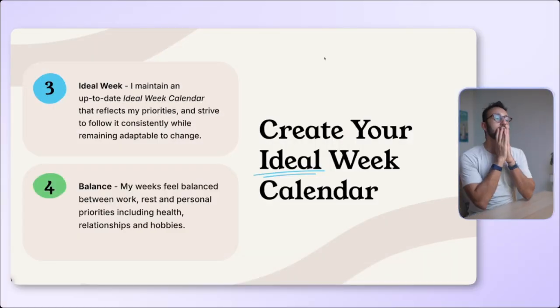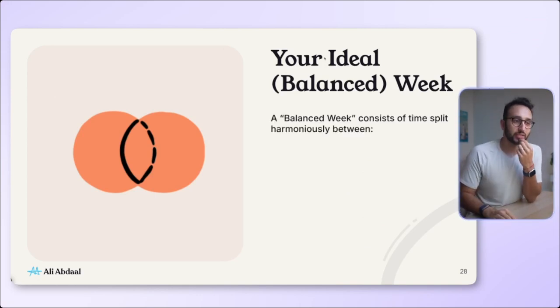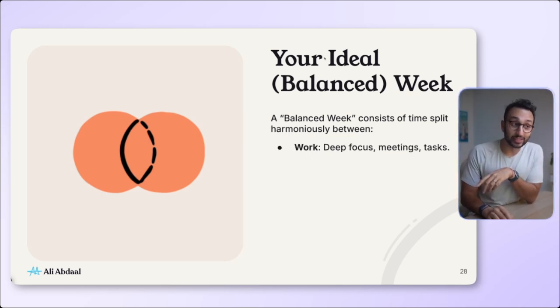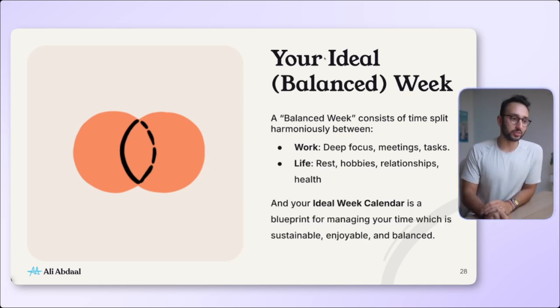Let's now talk about the ideal week calendar. So we are trying to create an ideal balanced week. A balanced week consists of time split harmoniously, ideally, between work, i.e. deep focus, meetings, tasks, admin, all of the stuff associated with work, and life: rest, hobbies, relationships, health, personal growth, etc., etc. And your ideal week calendar is a blueprint for managing your time, which is sustainable, enjoyable, and balanced.